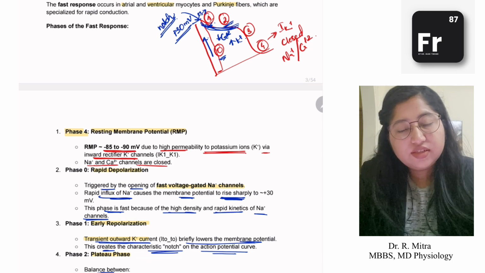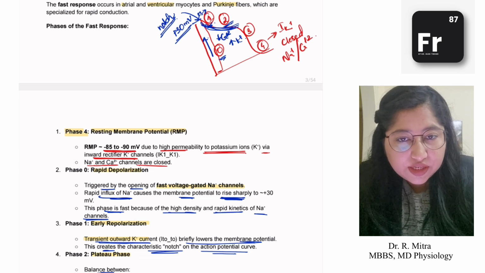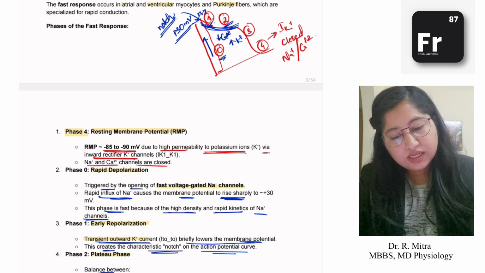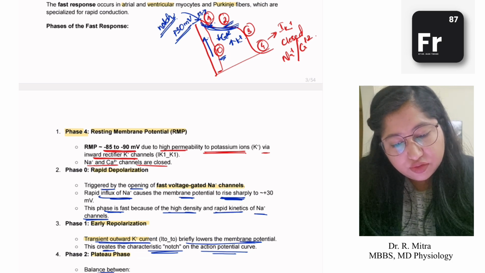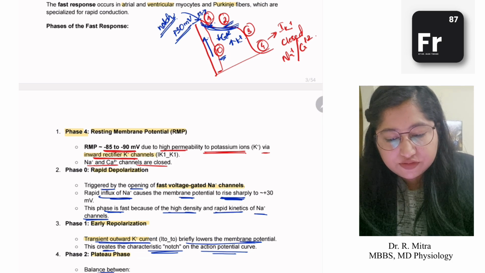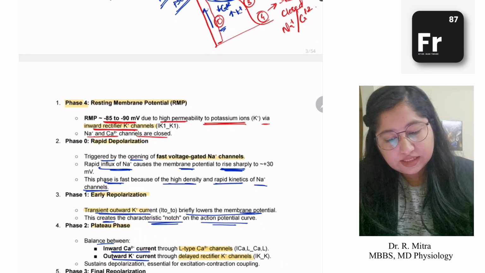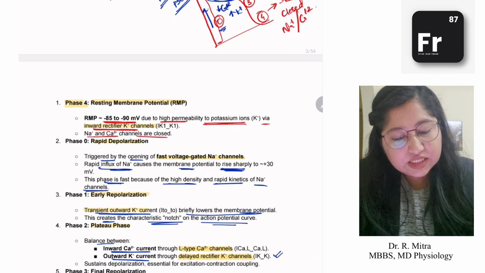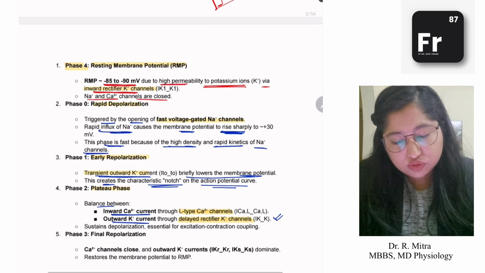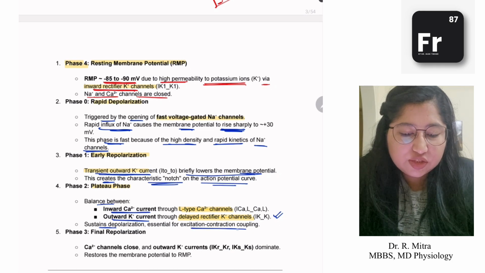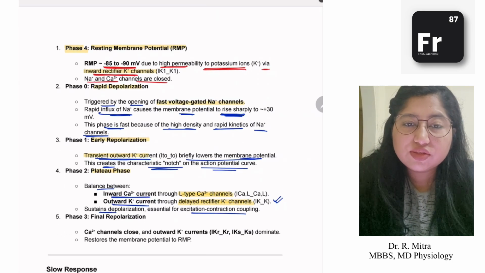Now, what was the channel responsible for the fourth phase, for bringing the membrane potential to the resting membrane potential? It was the inward rectifier potassium channel. And in case of the plateau phase, the channel that is responsible is the delayed rectifier potassium channel. Sustained depolarization is essential for excitation-contraction coupling.